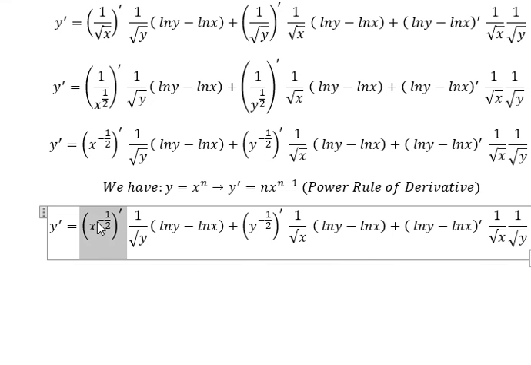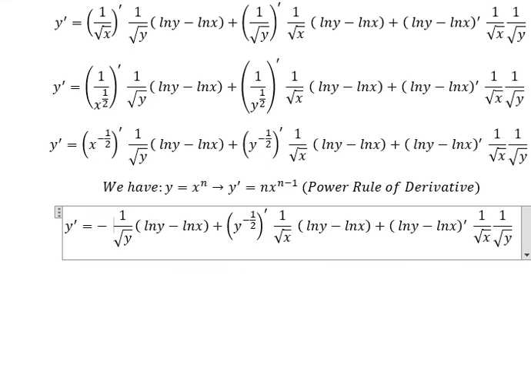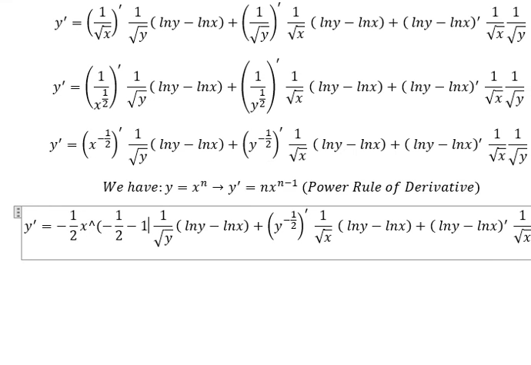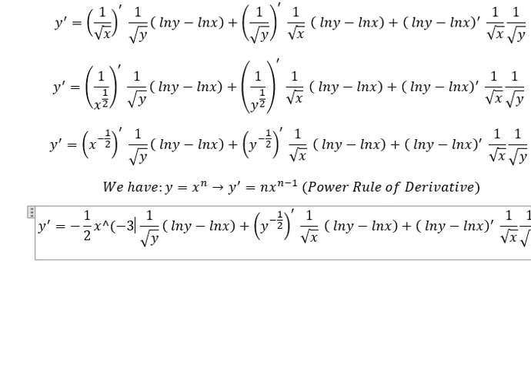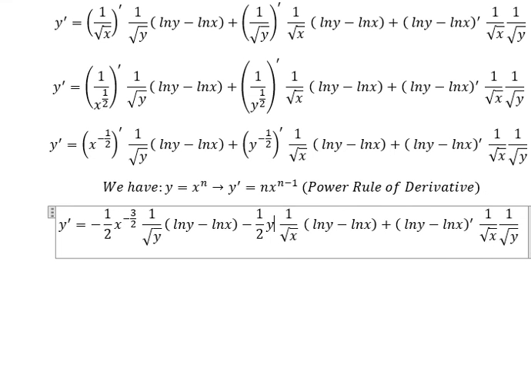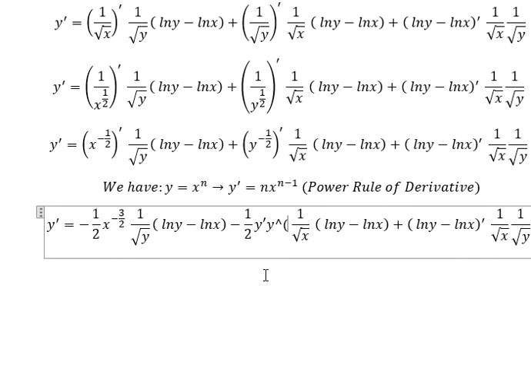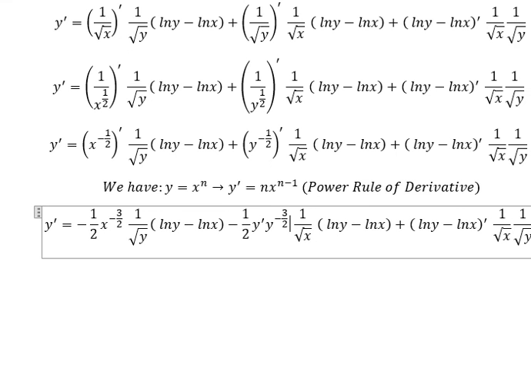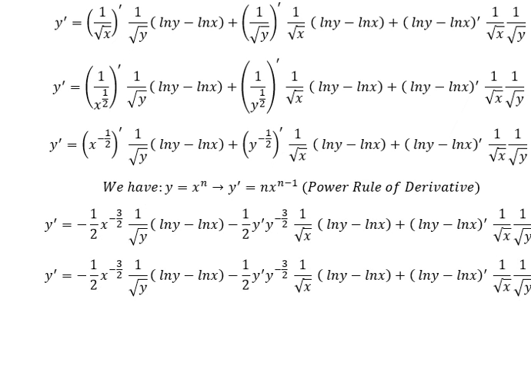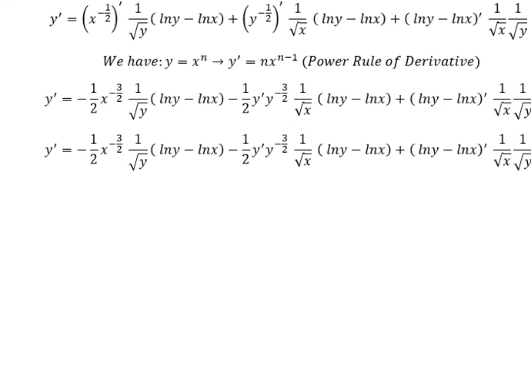So if we do first the derivative of this one, we have negative 1 over 2x to the power of negative 1 over 2 minus 1. This one we calculate, and that is negative 3 over 2. This one, because we have y, so if we do first the derivative, that should be like this.